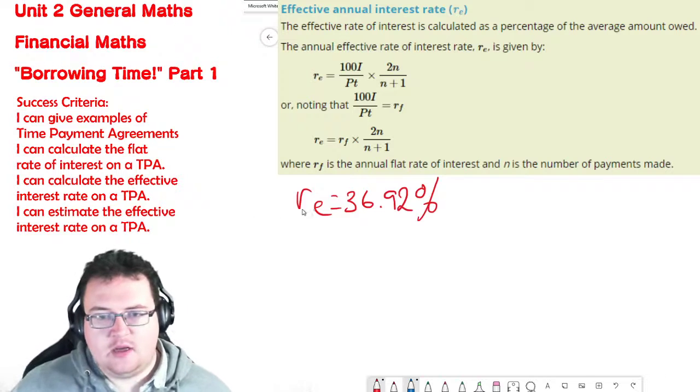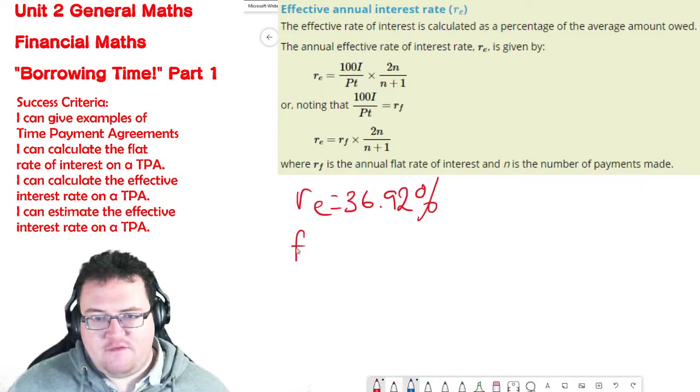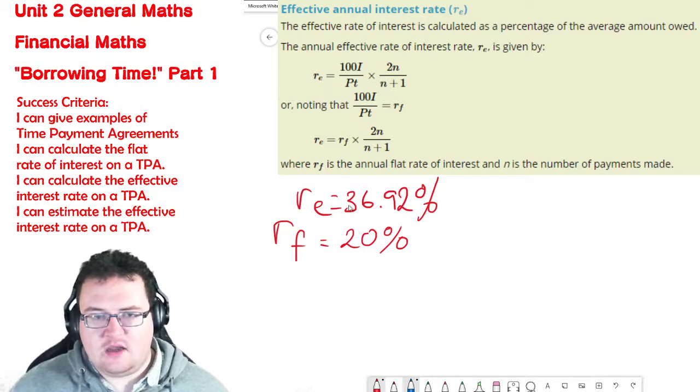All right. So RE and RF, if RF was 20%. What is that? What is that RE by comparison to RF? What is it approximately?